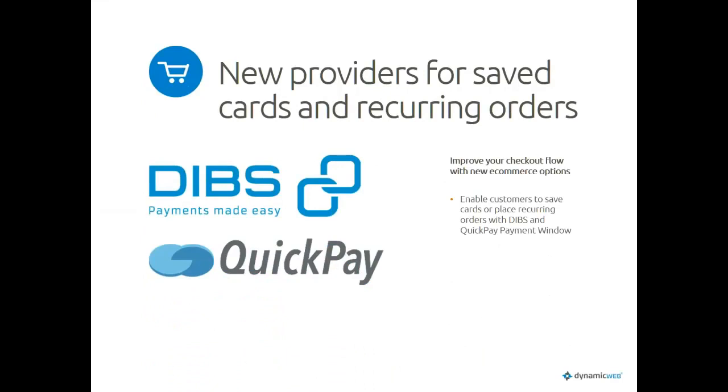Then we have made some changes and updates to 2 of these payment gateways, actually 3 of them. But Dips and QuickPay, they now support saved credit cards and recurring orders. And saved credit card is the possibility of saving, when you check out, the user's credit card on the Dynamicweb account. We store the actual credit card information in QuickPay and Dips and keep a token on the Dynamicweb side.